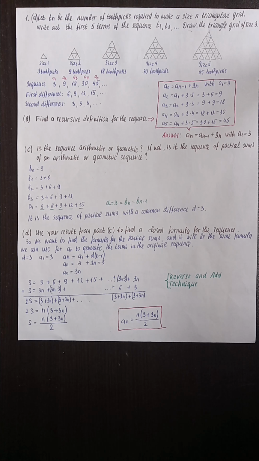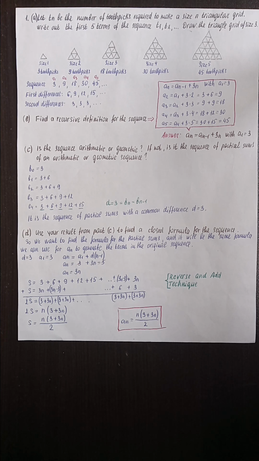Exercise 13, Chapter 2, Sequences. Toothpick problem. If you have enough toothpicks, you can make a large triangular grid. The size 1 grid requires 3 toothpicks. Size 2 grid requires 9 toothpicks. Draw the triangular grid of size 3.